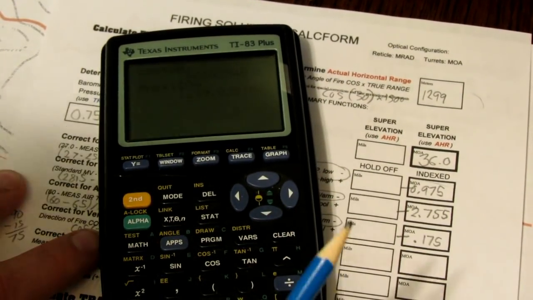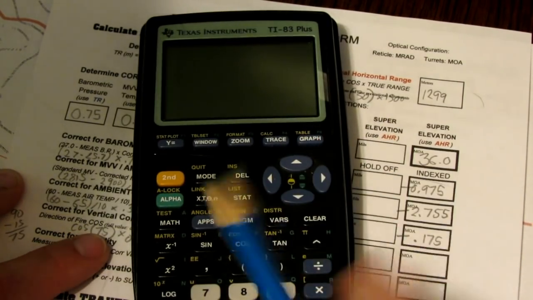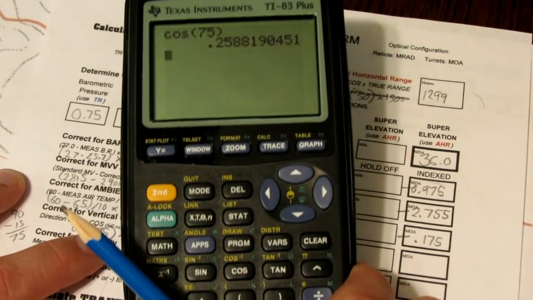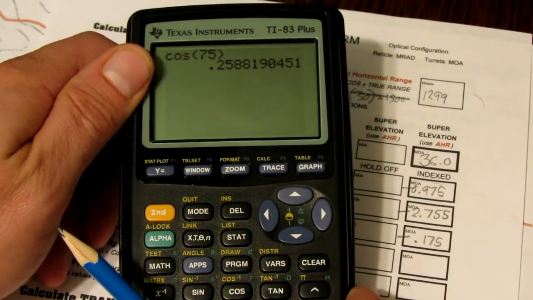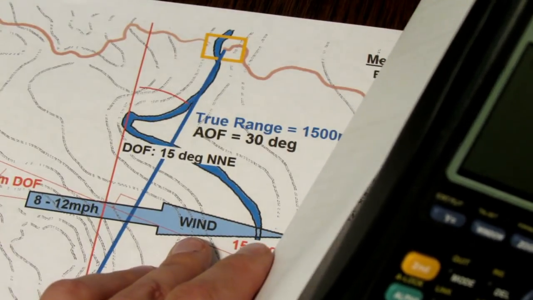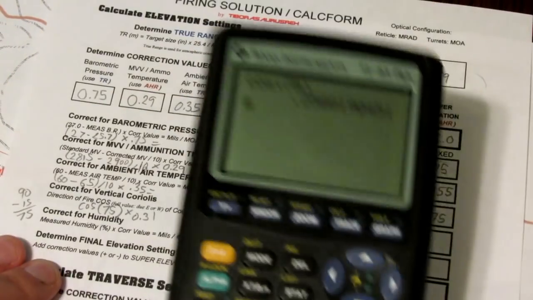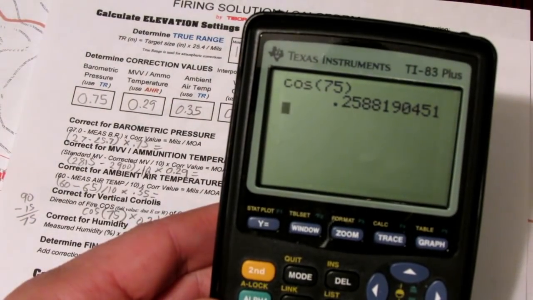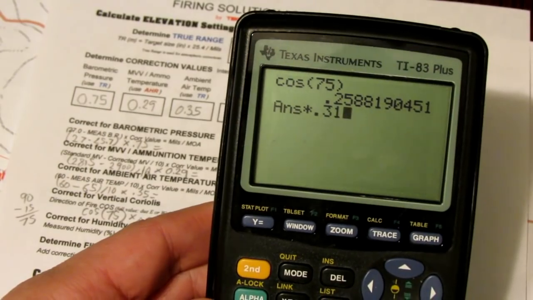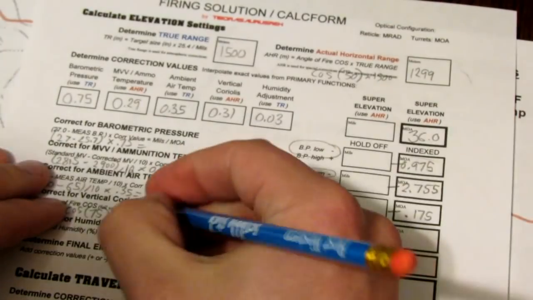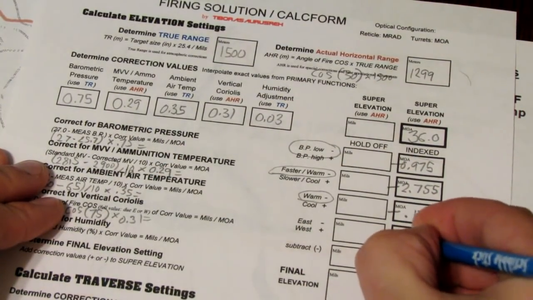Oh man, danger zone. So, cosine of 75, boom, is that much? It's going to be about 25% of the value, because we're mostly pointed north and south, as you can see. We're not going to have a whole lot of the vertical Coriolis effect because we're hardly even pointing due east or west. So we're only going to apply 25% of the correction value, which a full correction would have been 0.31 minutes of angle. So take that number times 0.31, and there we go. That gives you the answer, which is 0.08.